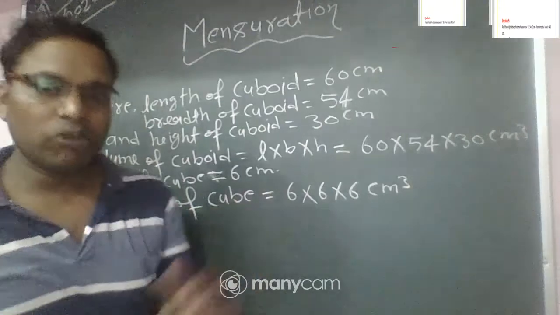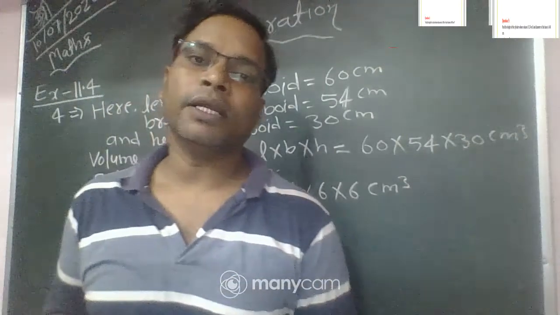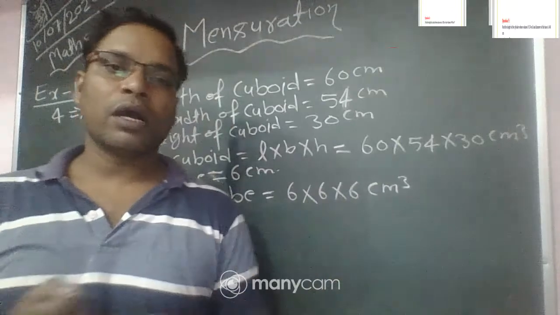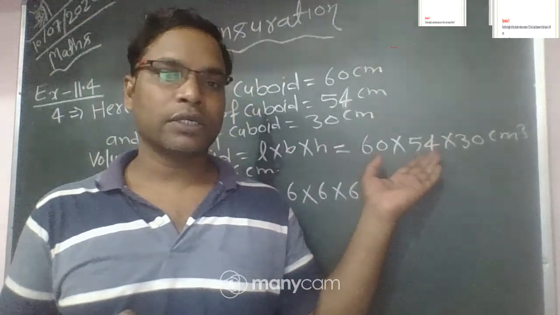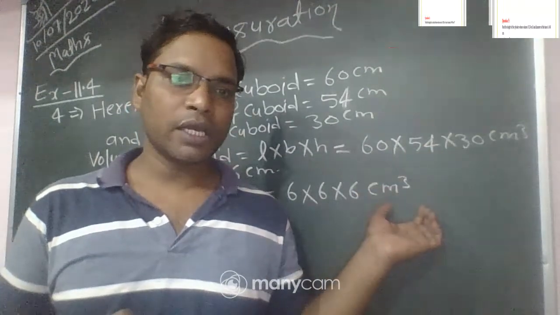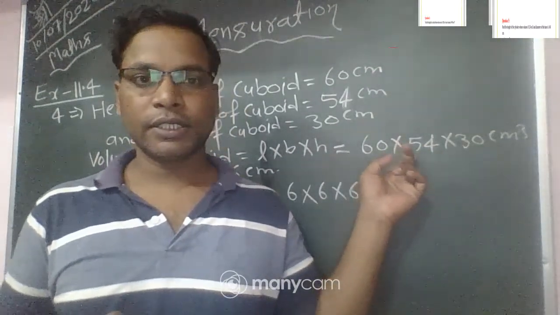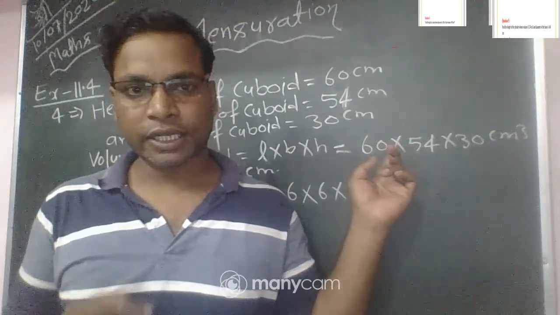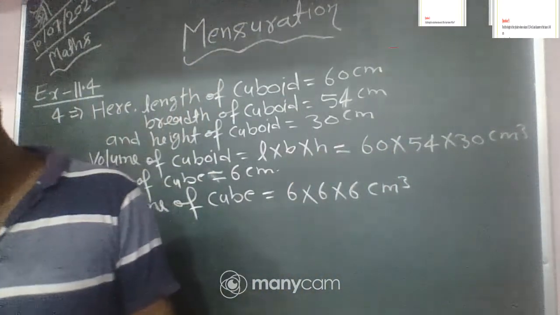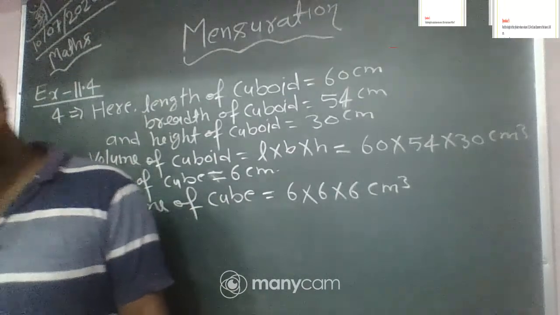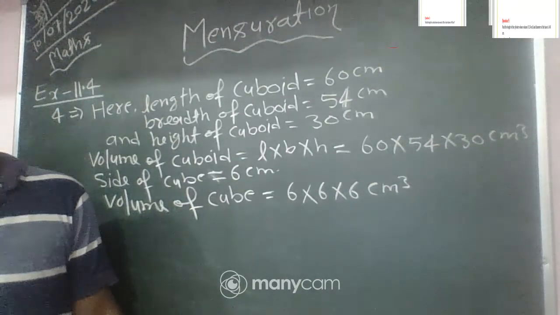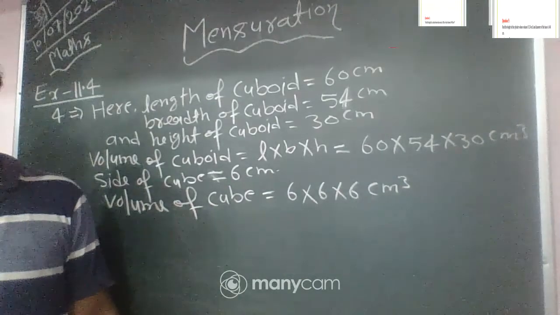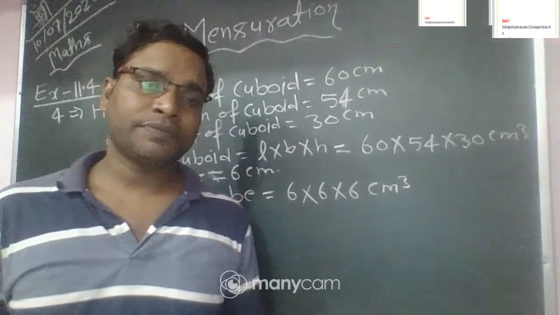Okay. Now you replace the cuboid by cubes. So how many cubes are required to replace this cuboid? Okay, we read the question again. Please listen carefully. A cuboid is of dimension 60 centimeter, 54 centimeter, 30 centimeter. How many small cubes with size 6 centimeter can be placed in the given cuboid? So you find here number of cubes.